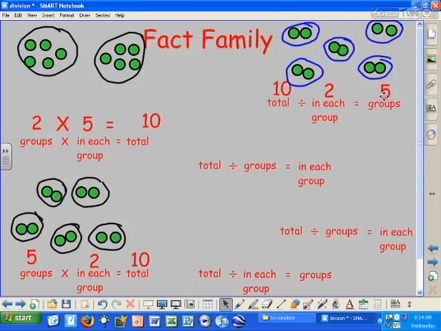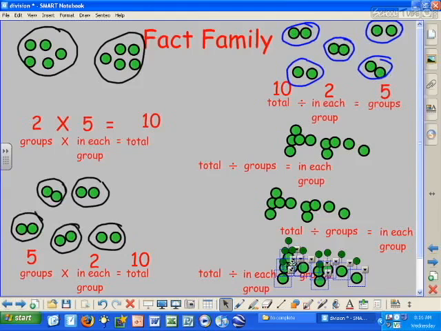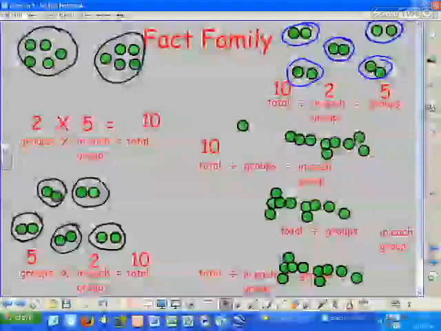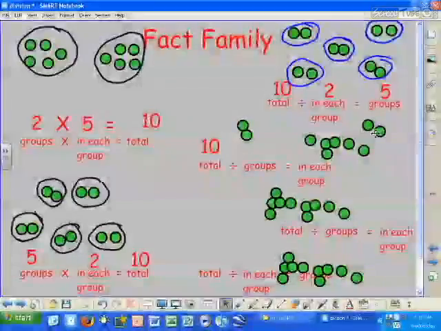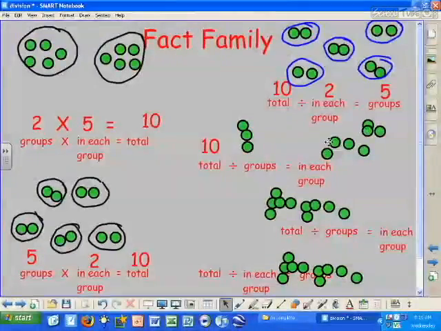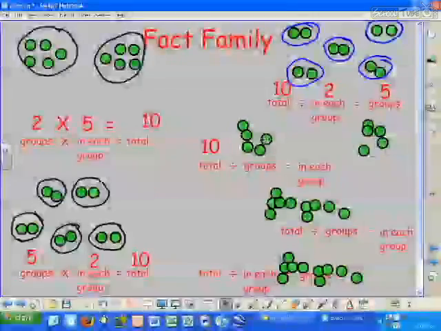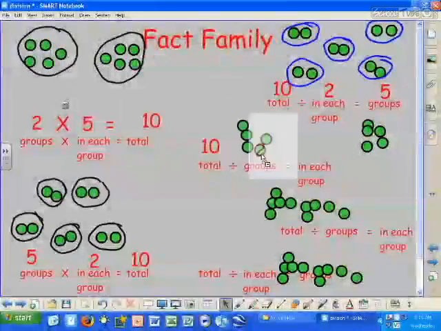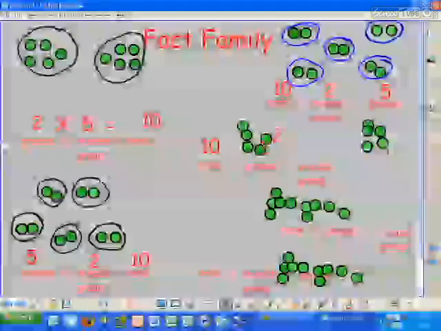With division, there's 2 different ways of doing it, and it really matters when you're doing a word problem. So we can also have our 10 total, but now we could make 2 groups. One for you, here's 1 group, 1 for you, 1 for you, 1 for you. This is division now. And we keep splitting them up into 2 groups until we have an even number.